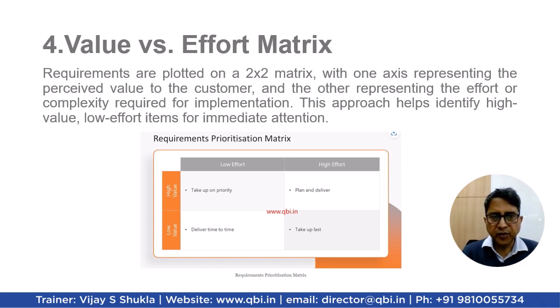Here on the y-axis is basically high value and low value, and on the x-axis is basically low effort and high effort. So you could see something which falls in the quadrant of low effort and high value can be taken up on priority. The one which you could see towards the top left, those which have low value and which gobble up high effort are to be taken up last. Similarly, low value and low effort requirements can be delivered time to time, and high value and high effort requirements are to be delivered, of course, but we need to plan and deliver them.